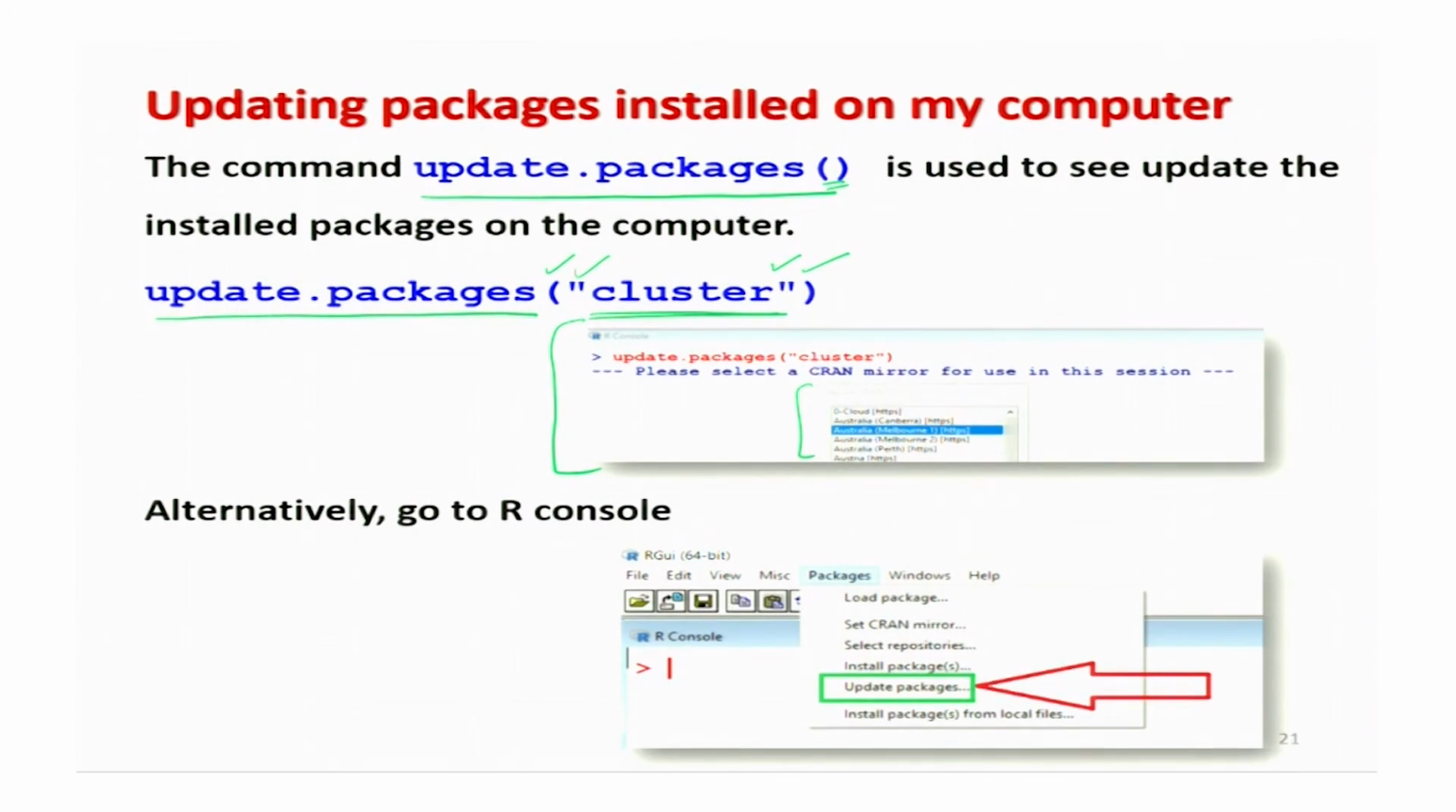The other alternative, if you want to use the R console directly, is to go to the R GUI window, where there is a Packages menu, and then there will be Set CRAN mirror, select, etc. Then there will be an option, Update packages. So, that also you can do.